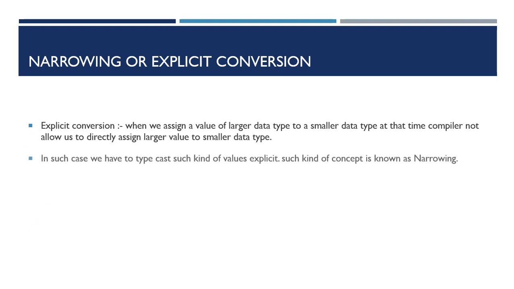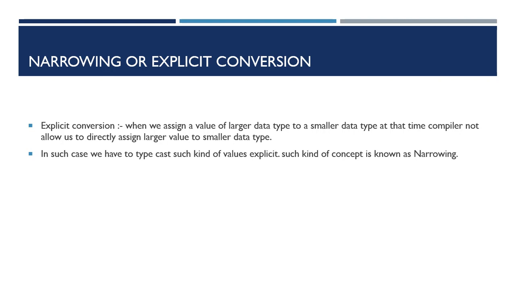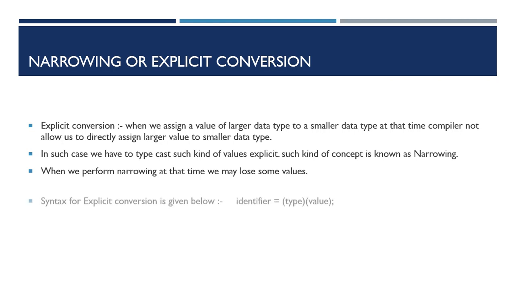Okay, so in this case we are going to type such values explicitly. That's why this concept is also known as narrowing, because we are converting a bigger data type into a smaller data type. So the size of the data type is going to decrease. That's why this concept is known as narrowing. Keep it in mind. The third thing: when we perform narrowing, we may lose some values. Whenever we force the compiler to convert a value to a smaller data type, we may lose some values. I will show you.